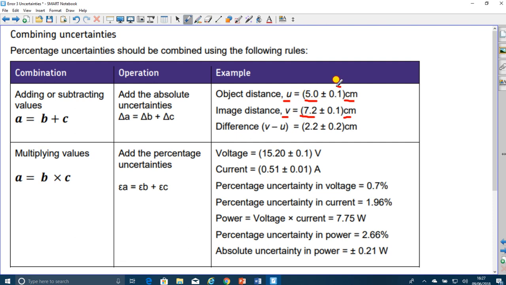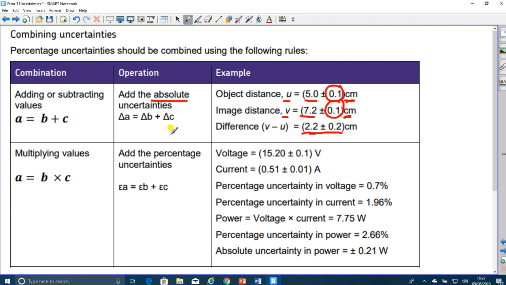However, we have to add our absolute uncertainties, which again are in the same units. So in this case, it would be 2.2 plus or minus 0.2 centimetres, because the rule is when we're adding or subtracting, we just simply add the absolute uncertainties, okay? So absolute uncertainties, a very, very simple concept there.